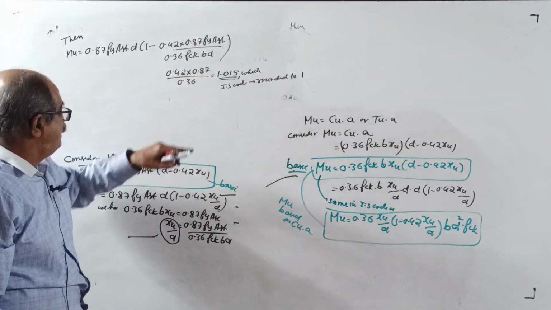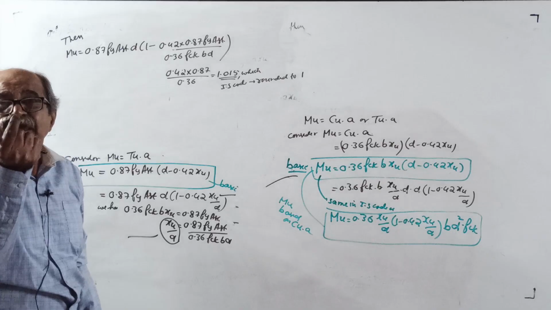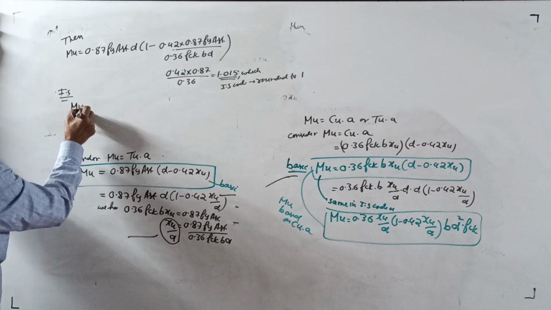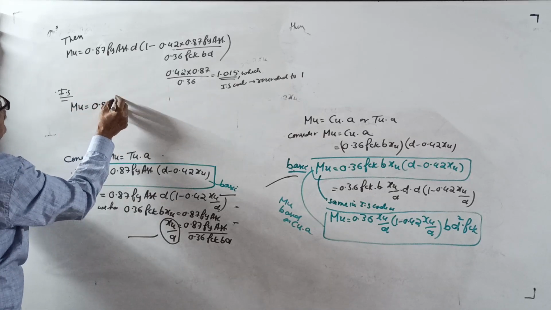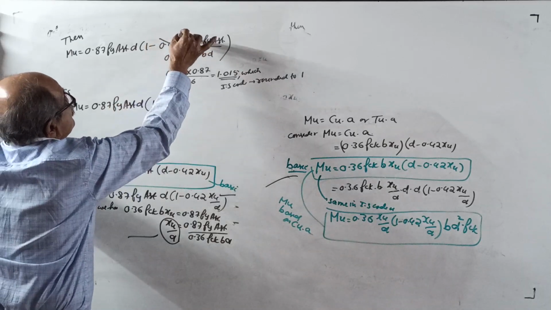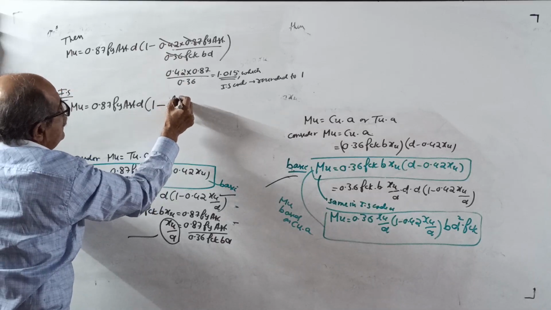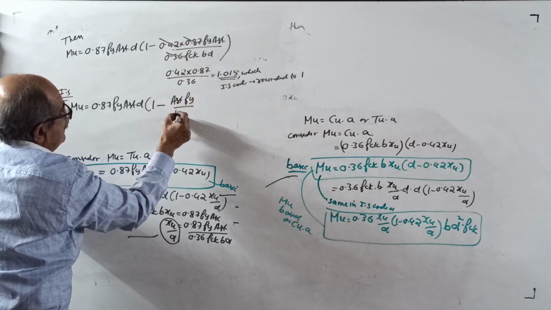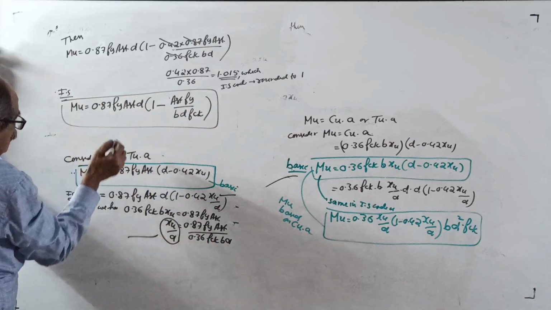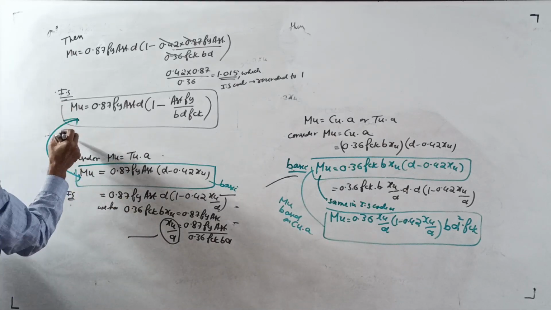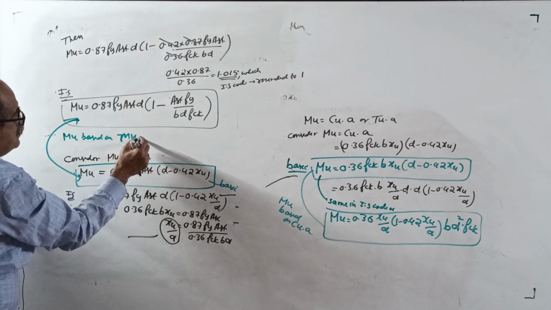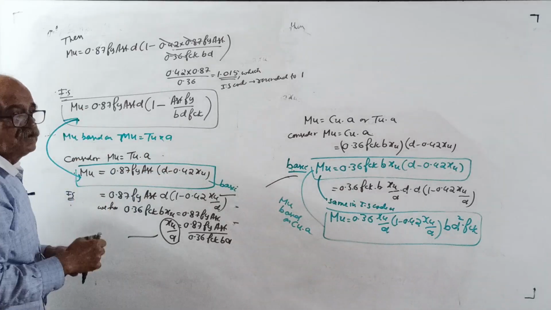Therefore, compared to the basic and IS code versions, a slight difference will be there. IS code version is Mu equal to 0.87 fy Ast into d into 1 minus, these three numbers together being 1, Ast fy divided by b d fck. This is the IS code version. These two are Mu based on Tu into a.